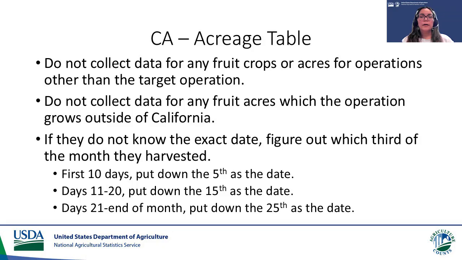So before looking at an example of the acreage table, here are some items to keep on your radar. Some of this has been mentioned in previous section trainings. Only collect the information of the target operation and only collect data for the crops grown in California. If a harvest date is not provided because the respondent does not know, or they consider it a year-round crop, then try to figure out which third of the month they harvested by asking further questions.